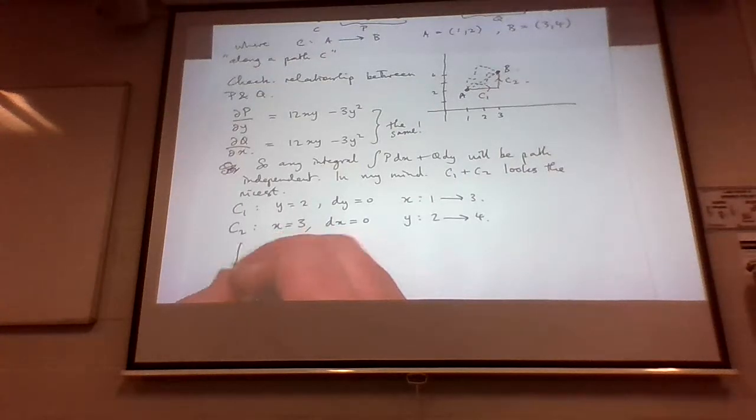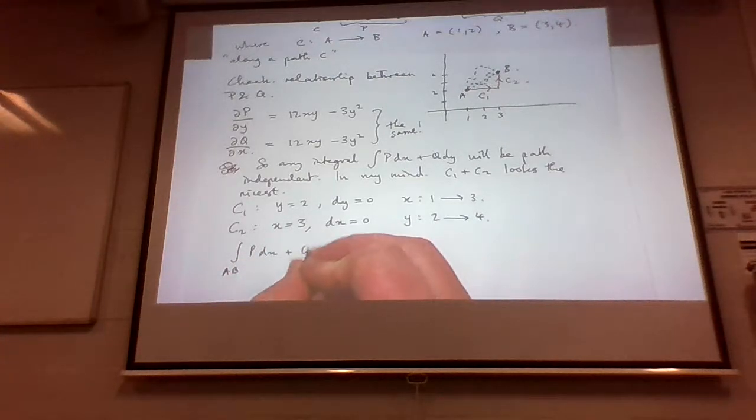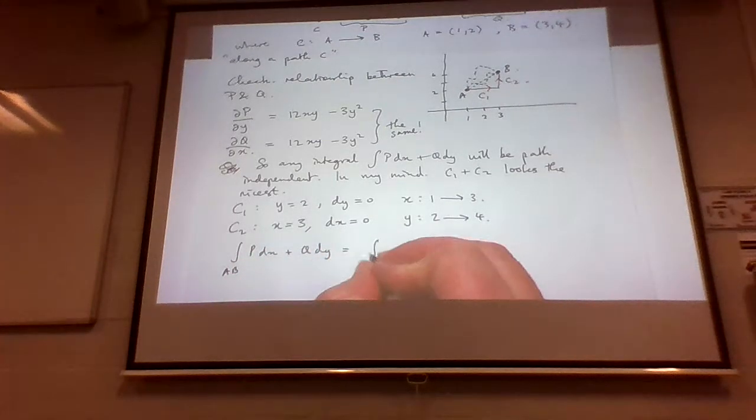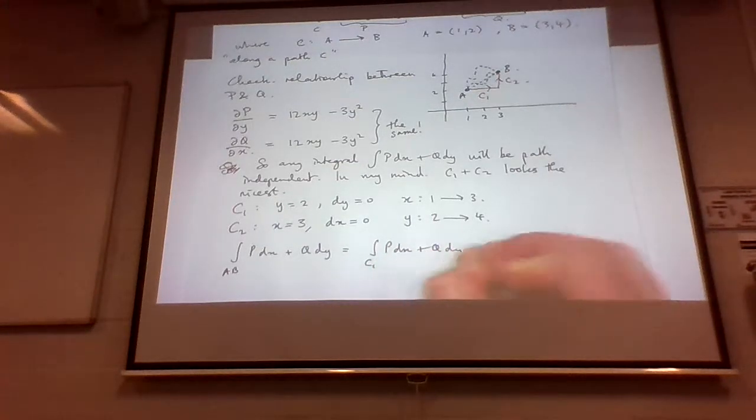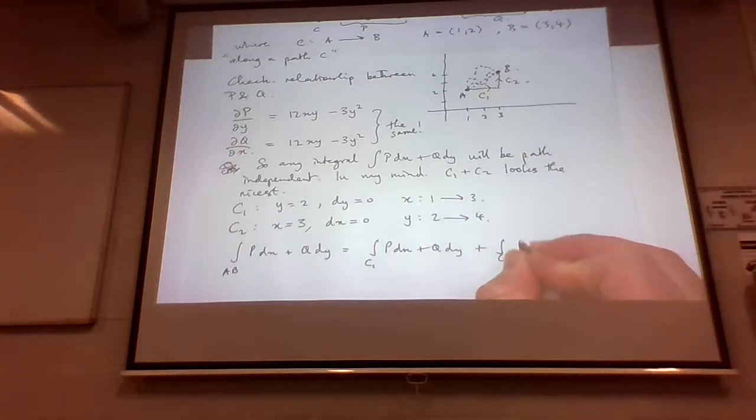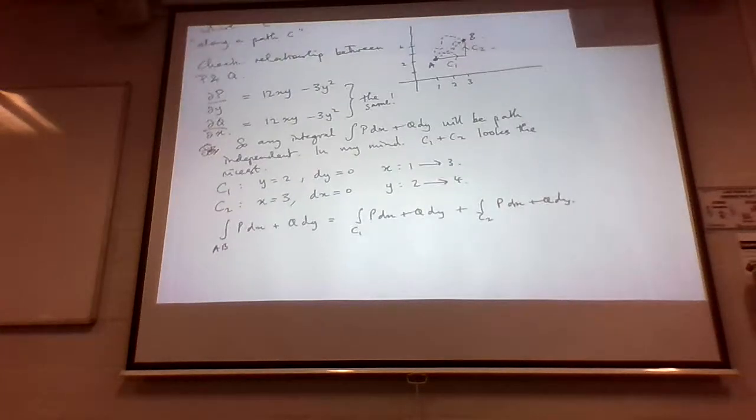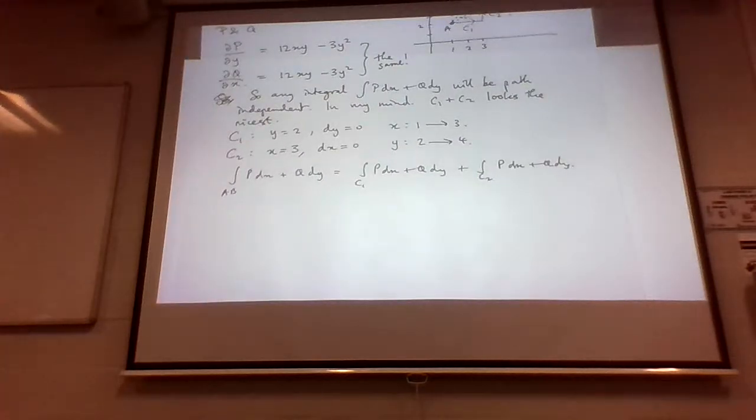So the integral from A to B of p dx plus q dy is going to be the integral along C1 of p dx plus q dy, plus the integral along C2 of p dx plus q dy. Omitting the detail of p and q for the moment until I need it. Now I'll put in the detail of what p and q actually are.